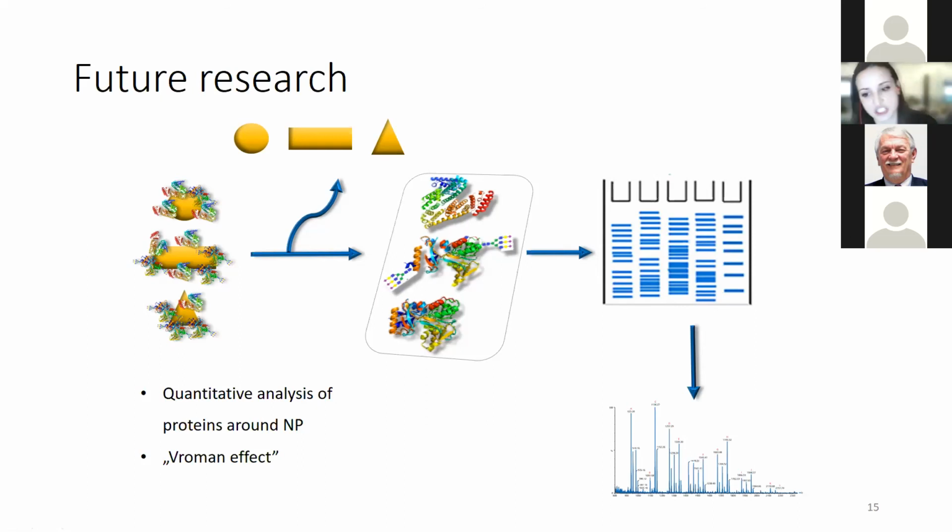What we actually want to see is the Vroman effect. We want to see whether these affinities that we gained can be somehow connected to the composition of the protein corona, because according to the Vroman effect, the bigger the affinity of the protein for the nanoparticle, the more it will attach, and it will have a higher concentration in the corona.